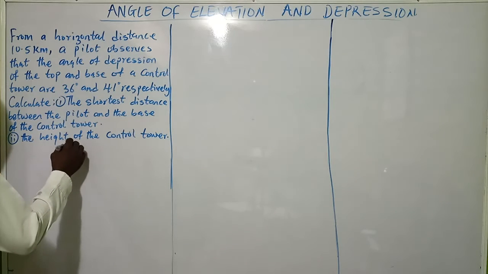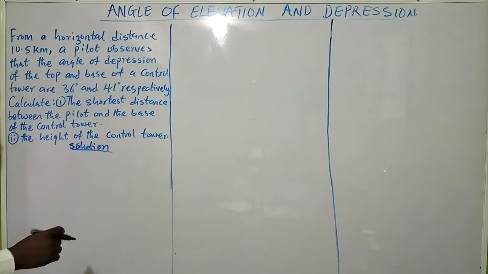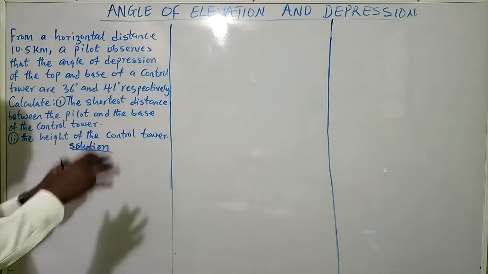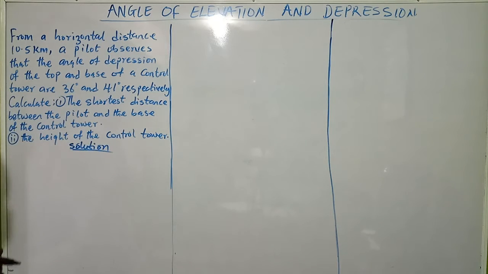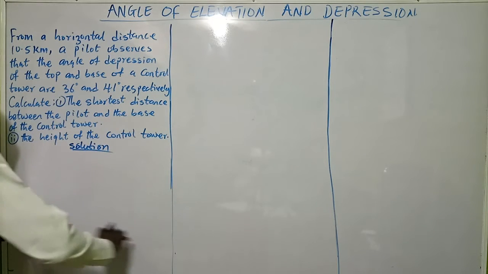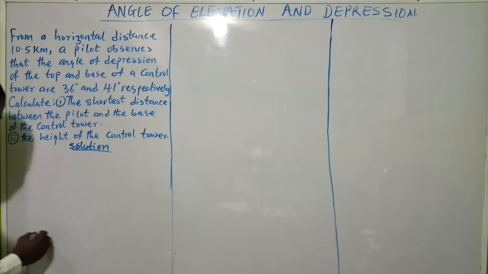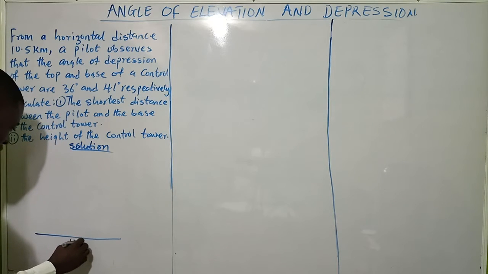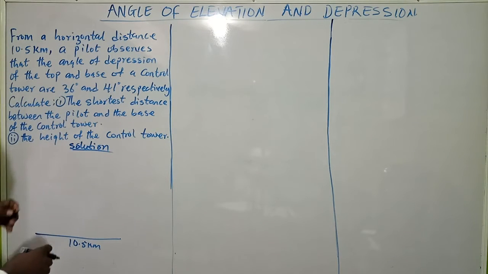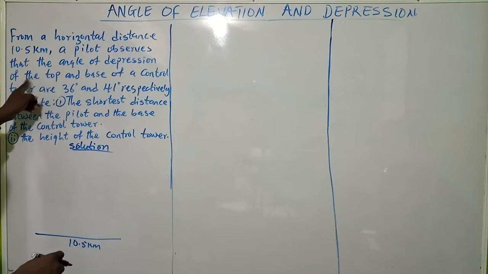So as I said in those videos that were uploaded, the major work we need to do here is first to be able to sketch or represent this information with a diagram. So that's exactly what I'm going to do now. You're going to follow through as I do just that. It says from a horizontal distance, this is the horizontal distance, 10.5 kilometers.